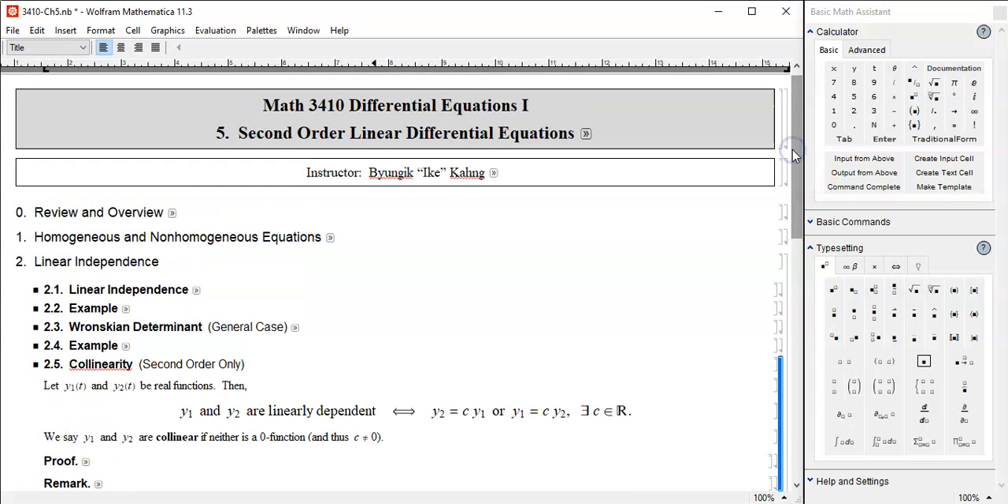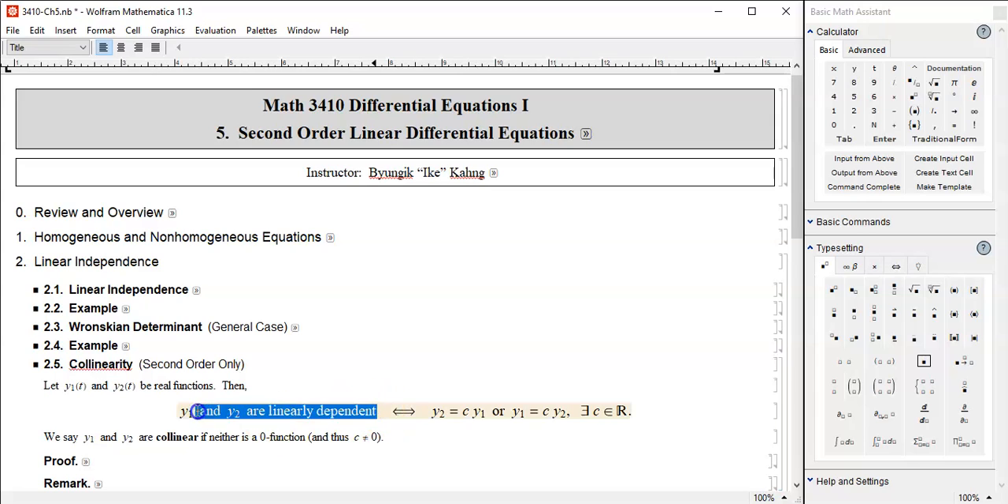We have two real functions, y1 and y2, and they are linearly dependent if and only if one is a constant times the other. Either y2 is c times y1 or y1 is c times y2. We say y1 and y2 are collinear if neither is a zero function. So y2 is something times y1, so y1 is 1 over that something times y2.